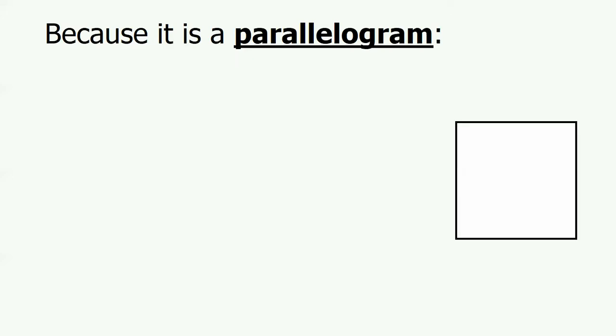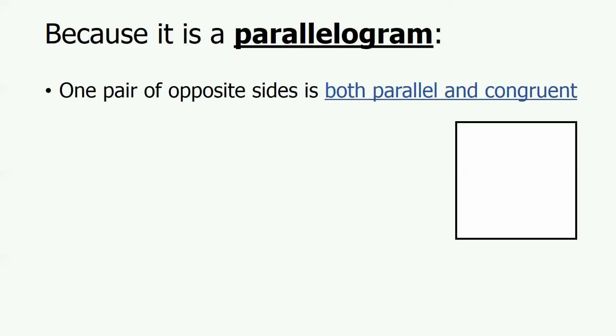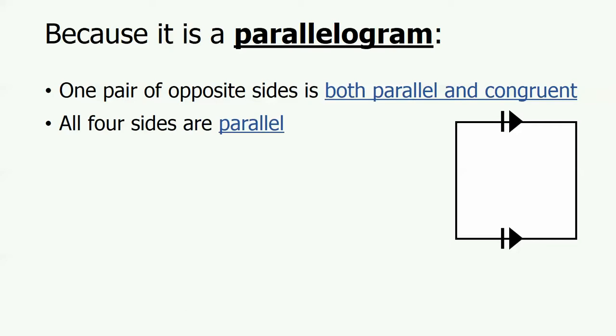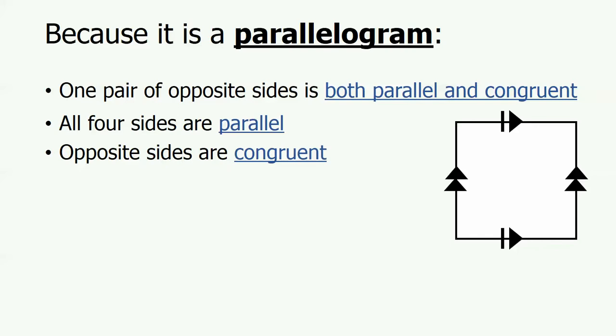So because a square is a parallelogram, the square is going to have one pair of opposite sides that is both parallel and congruent. It will also have all four sides parallel to each other. Opposite sides will be congruent. We can see that all four sides are marked: opposite sides congruent, opposite sides parallel.